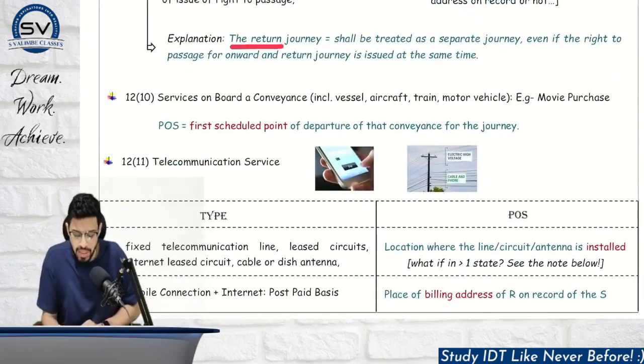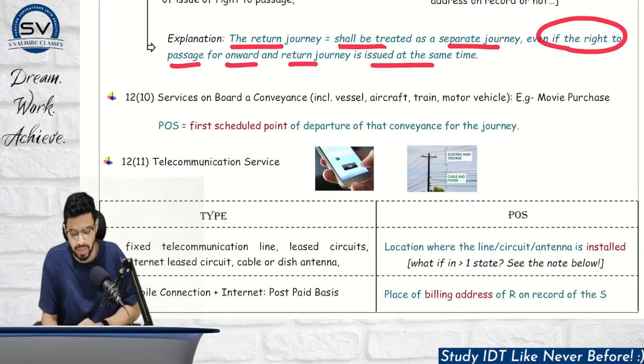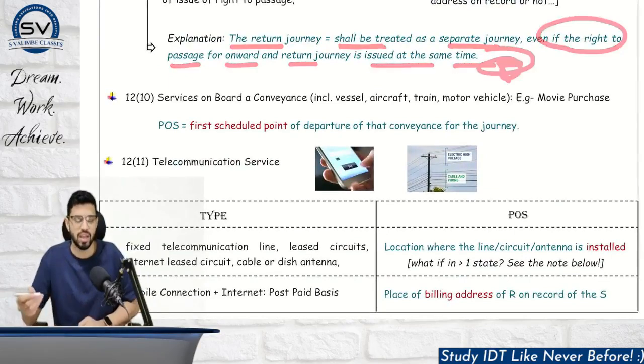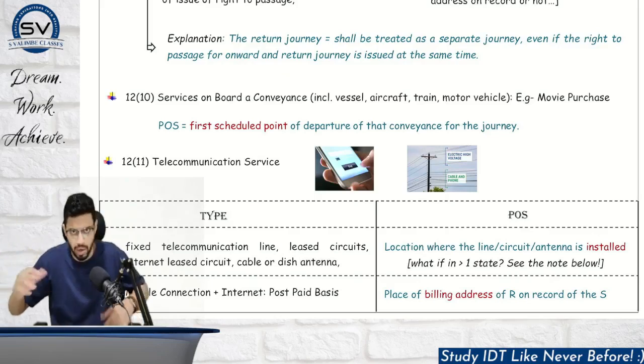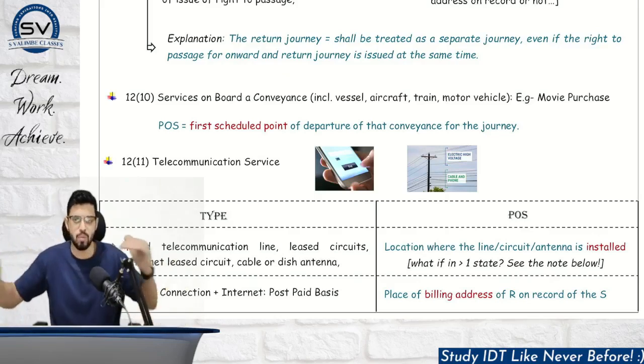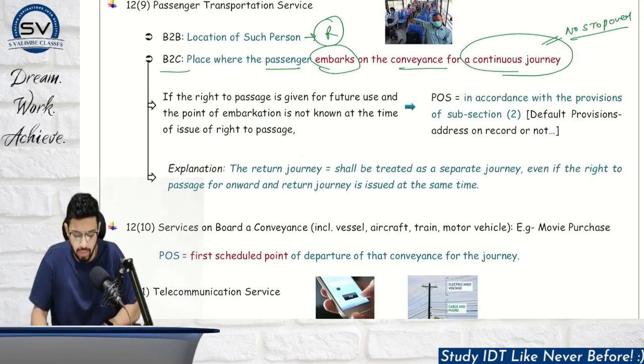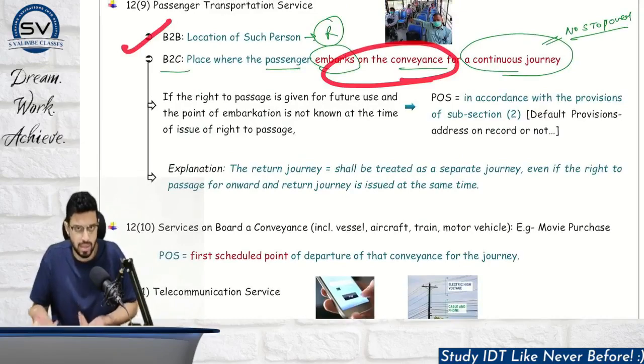The return journey is always treated as a separate journey, even if the right to passage for onward and return journey is issued at the same time. This is just given as a clarification. Let's say I buy Delhi-Mumbai and Mumbai-Delhi return tickets at the same time, but obviously Mumbai-Delhi will be a separate journey, right? For that, the point of embarkation will be Mumbai. For B2B, again, this is irrelevant.